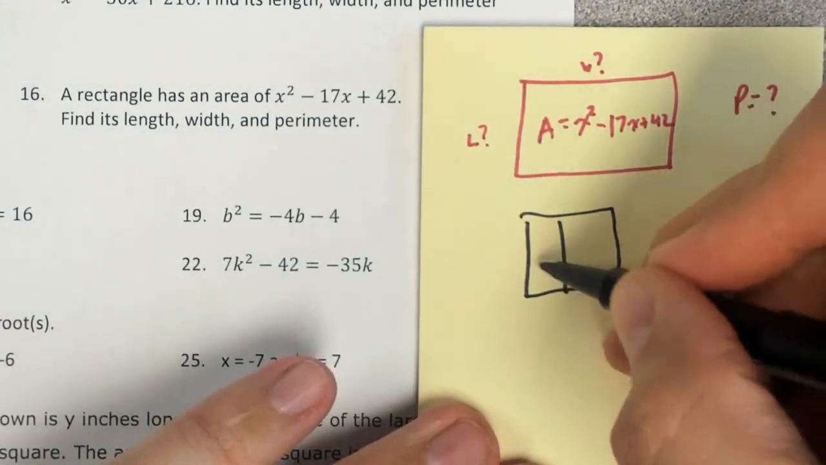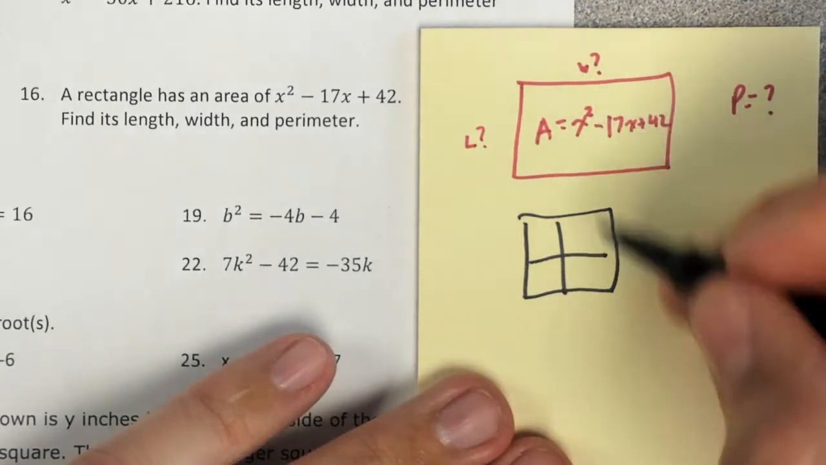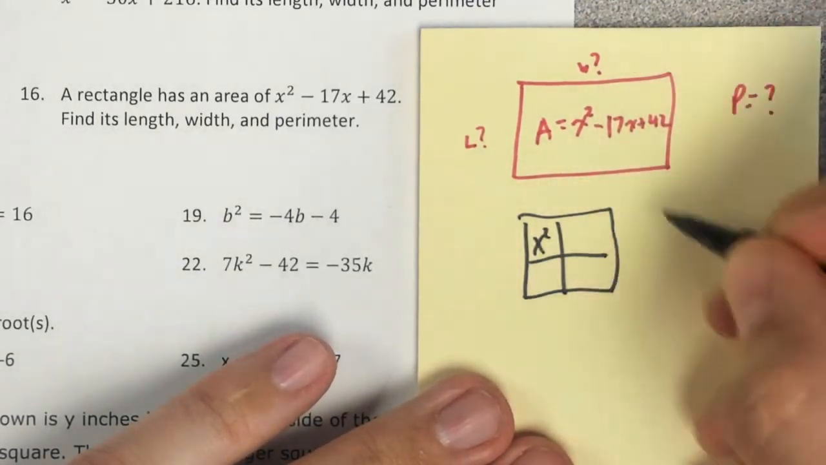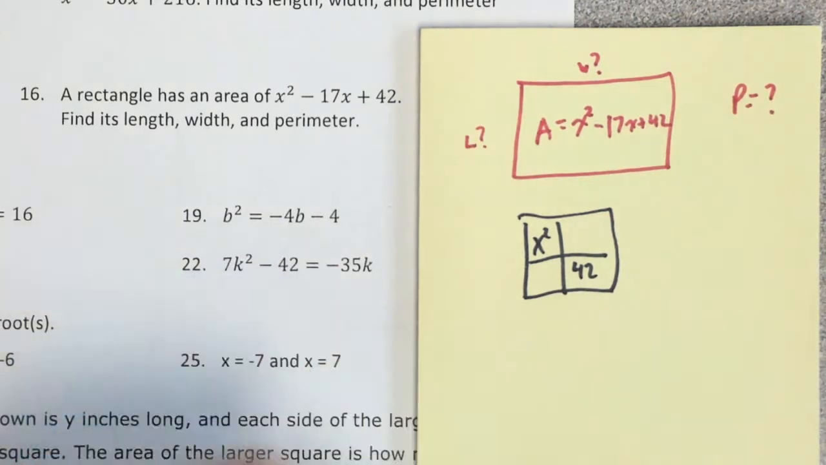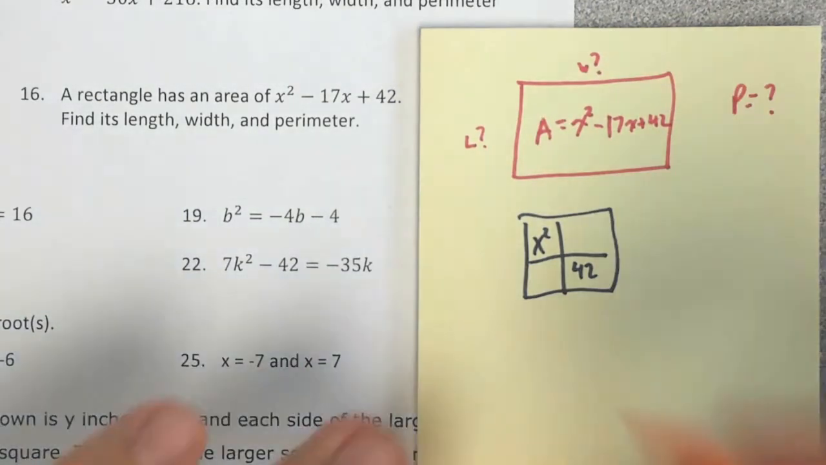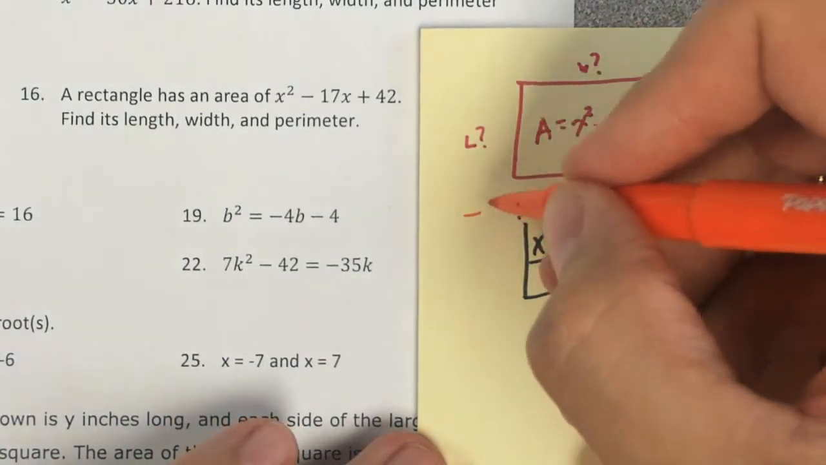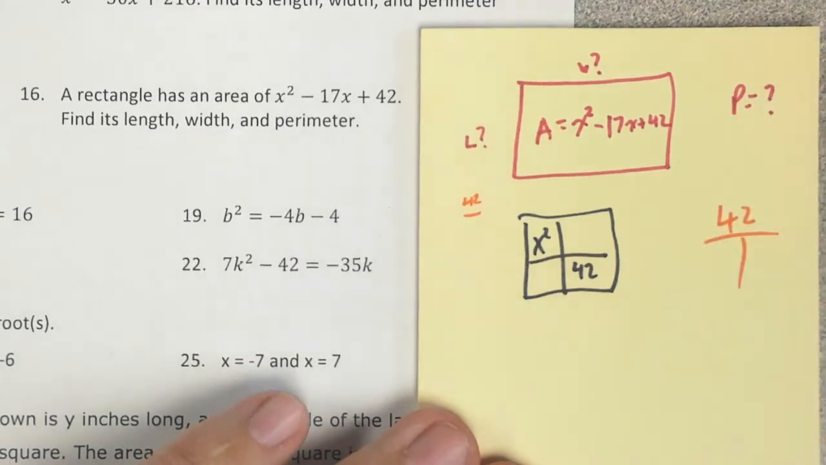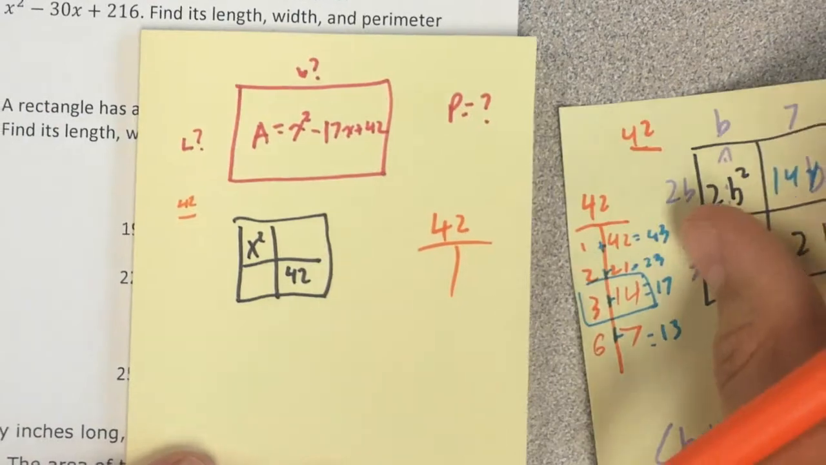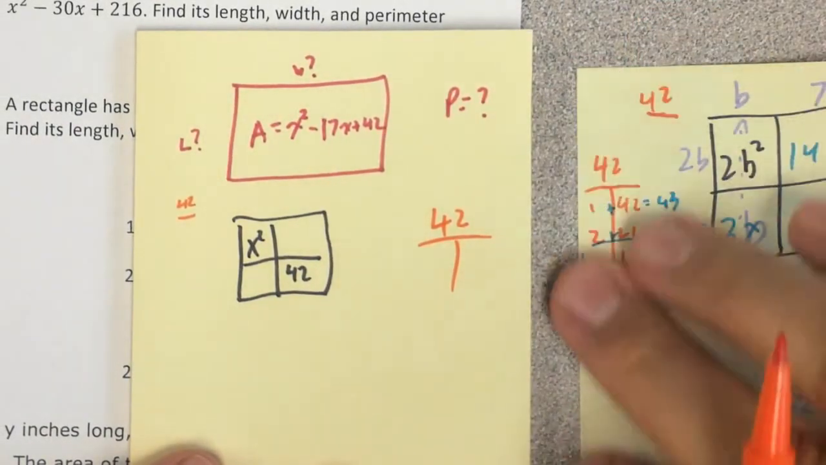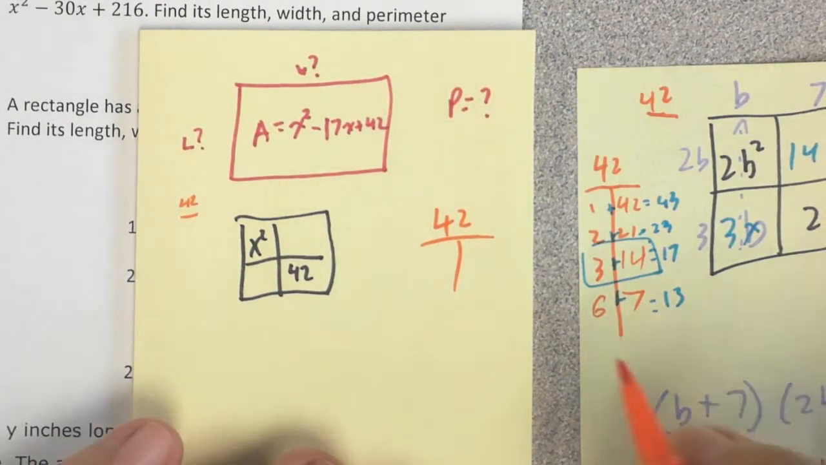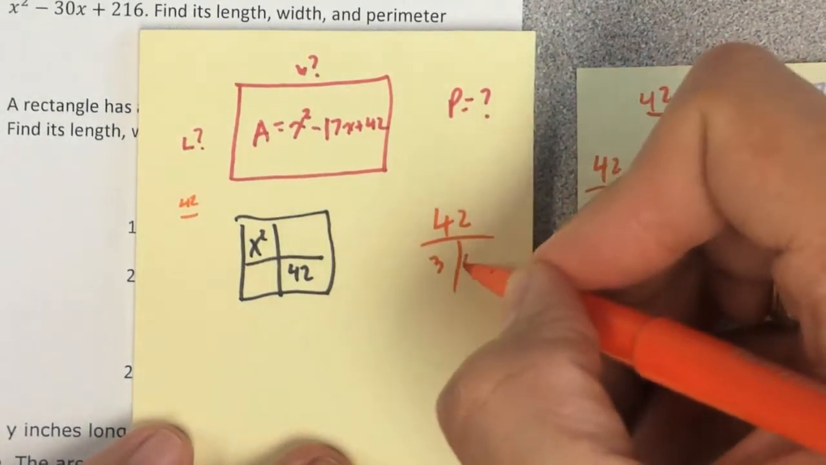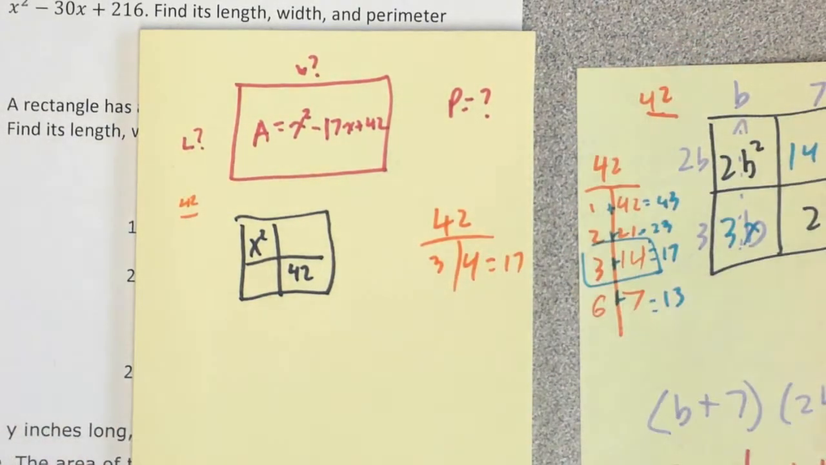If you look, our box is almost set up for us. All this has to go in the box. My x squared goes here. My 42 goes here. When I multiply across to here, 42 times 1 is 42. So when I factor 42, I can use the ones I used over here. The only difference is I see that I have 3 and 14 equals 17.